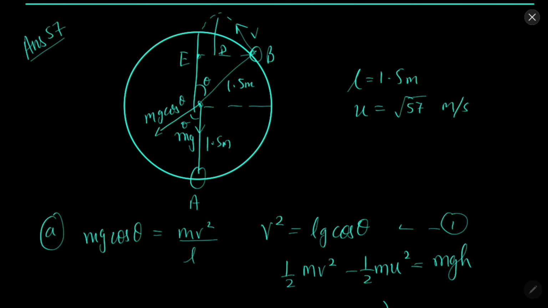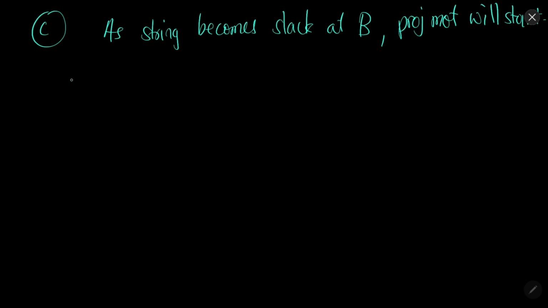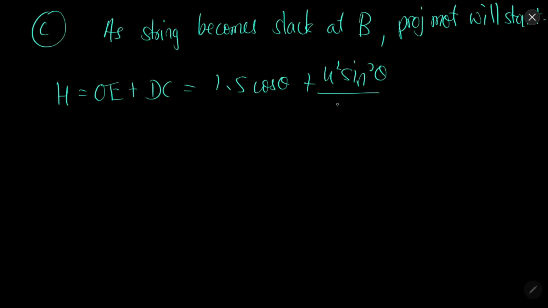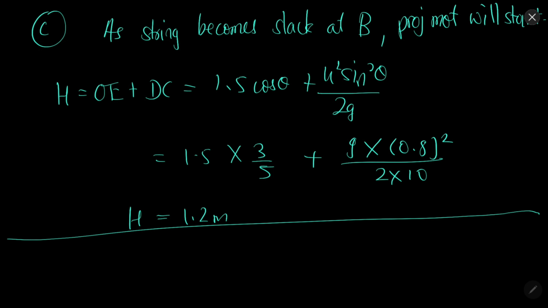Okay, like this. So what will happen? H will be OE plus DC, which will be 1.5 cos theta plus u square sin square theta over 2g. So 1.5 into 3 by 5 plus 9 into 0.8 square over 2 into 10. So H will be around 1.2 meters.